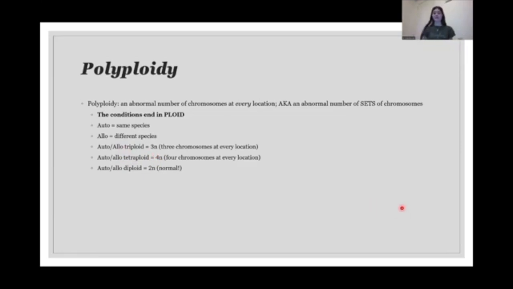And the other prefix that you have to know can be either auto or allo, where auto means from the same species and allo means combining different species. So you'll have problems that say, what would an allotriploid look like? What would an autotriploid look like? And you should recognize the auto or allo prefix saying, is it the same or different species? Tri means 3, and ploid means polyploidy, which means that we're talking about every single location. And that's different from trisomy, which is just having 3 at 1 location.